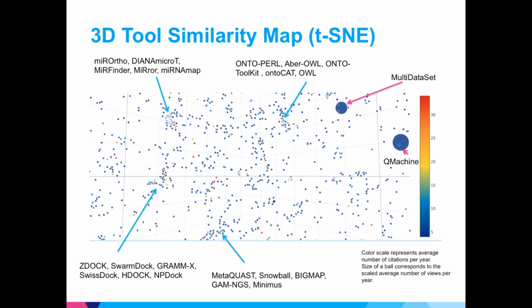The color scale represents the average number of citations per year, while the size of a ball corresponds to the scaled average number of views per year for that tool. The visible clusters indeed represent tools in the same domain having similar functions.